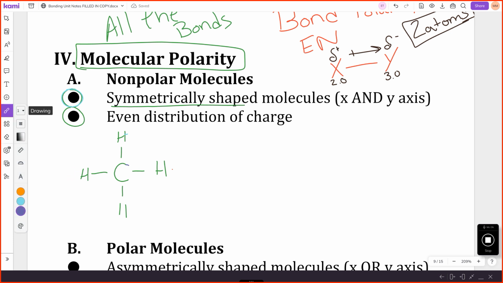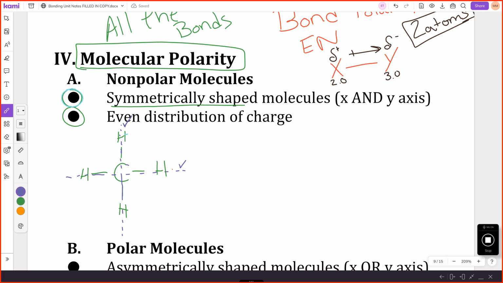All right? You just got to kind of look at it and say, hey, if I divide this molecule right down the center, is the left side the same as the right side? Yeah. 1 hydrogen on the left, 1 hydrogen on the right. Carbon gets split down the middle. H gets split down the middle. So yeah, that is symmetrical that way and that way. If I divide it this way, is it also symmetrical? And it is. All right, and the dual symmetry helps make that happen.